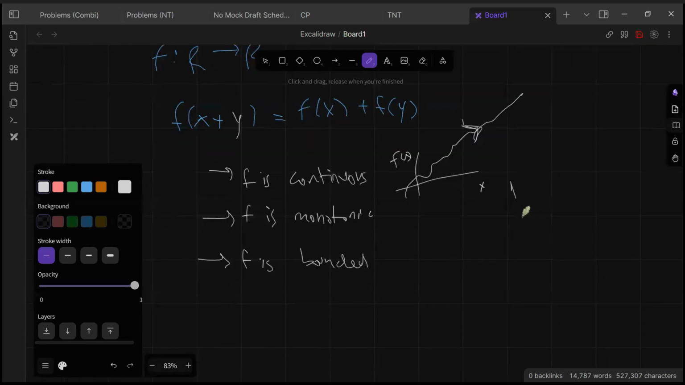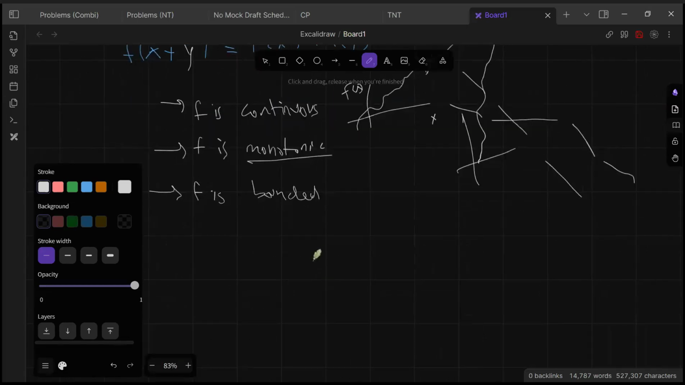And monotonic means that f is always either strictly increasing or strictly decreasing. So the graph looks like this basically, or the graph looks like this. And there can be gaps here. It doesn't need to be continuous for the condition, because monotonic doesn't necessarily mean continuous. It can be like this, whatever.